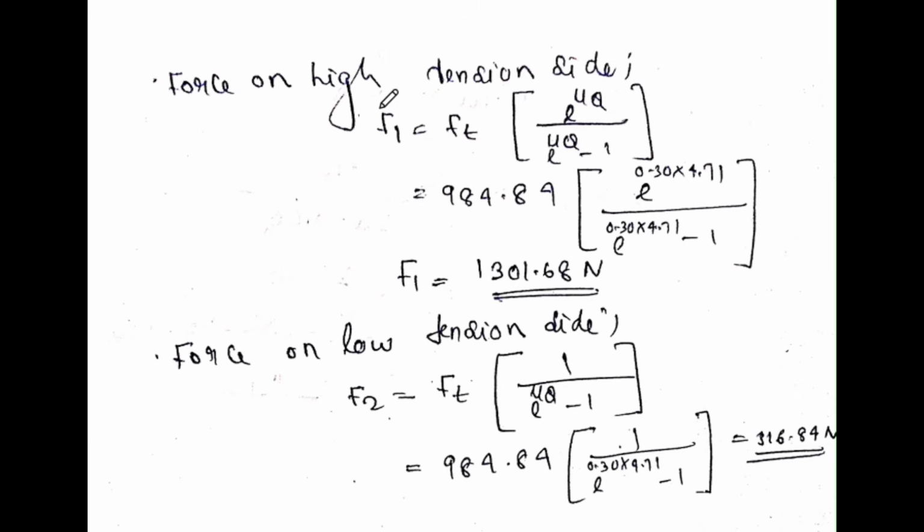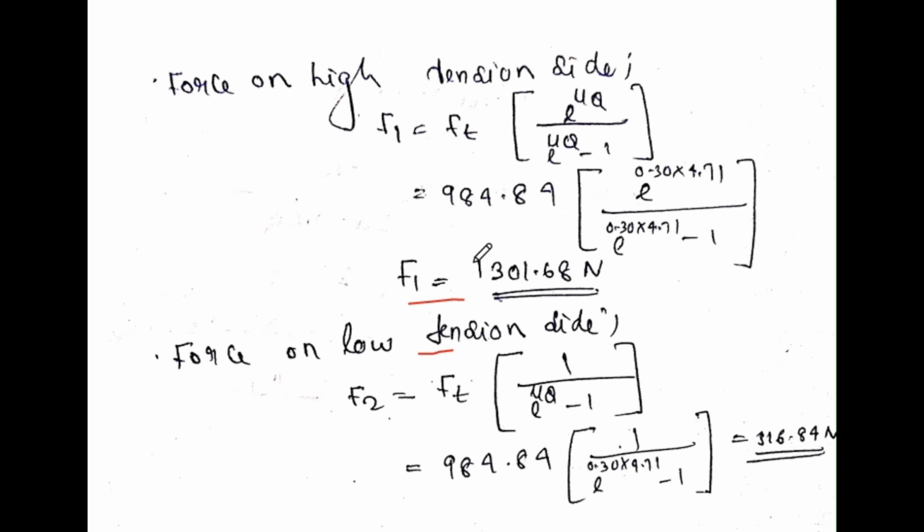So directly we have the equation to find the force on the band. This equation is in the data book, where F1 is the high tension side, the side with more force, and F2 will be the low tension side. These two equations are in the data book. We know the value of Ft now. We know the value of mu theta, so we can substitute and find the value of F1 and F2. So we got the first question's answer, the force on the band.